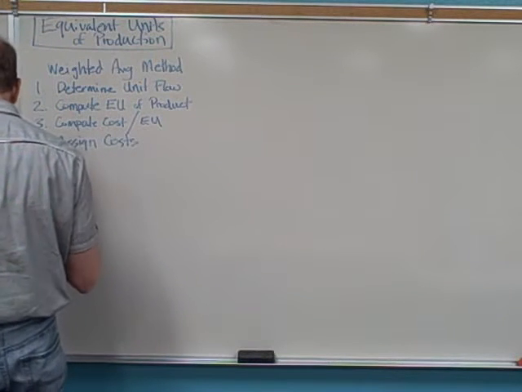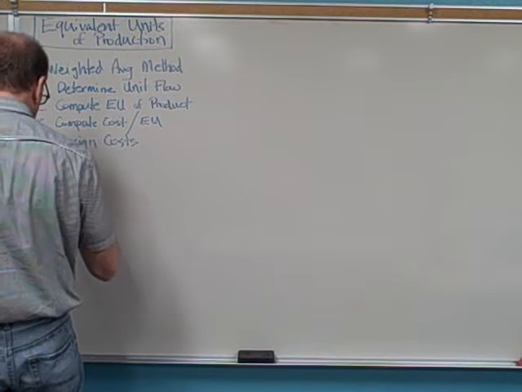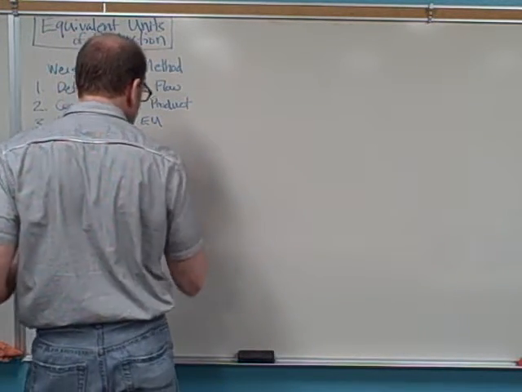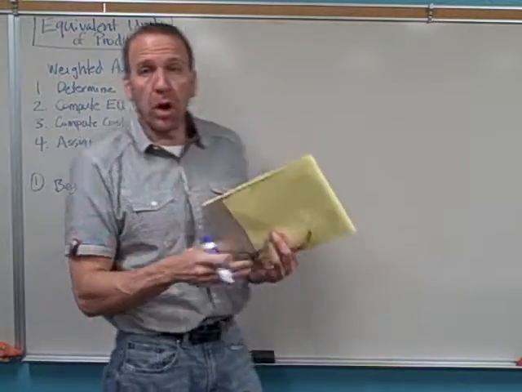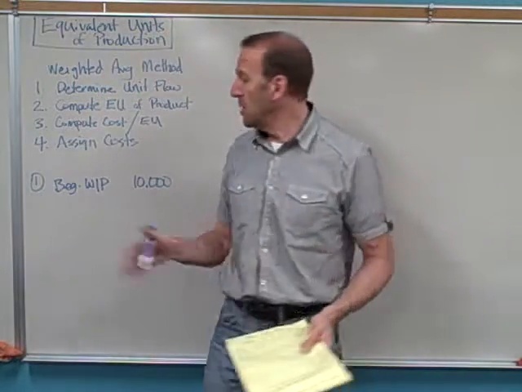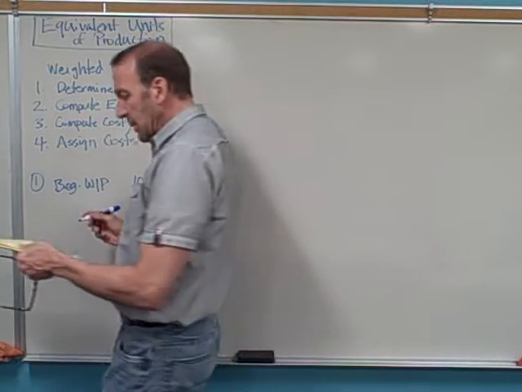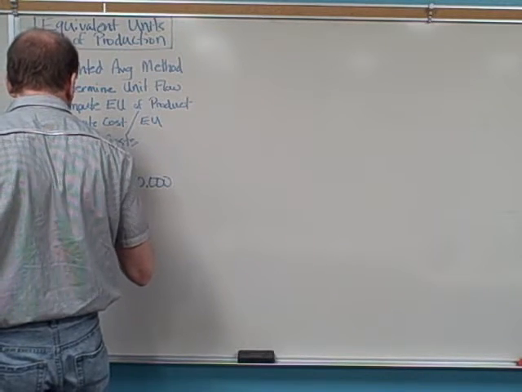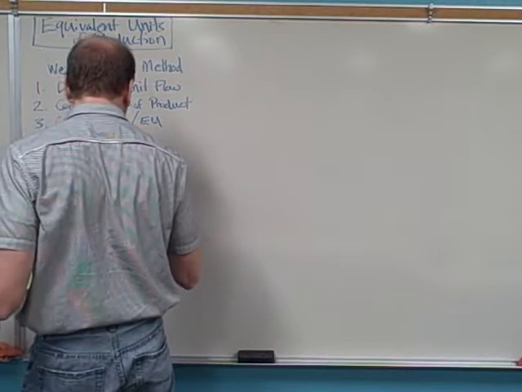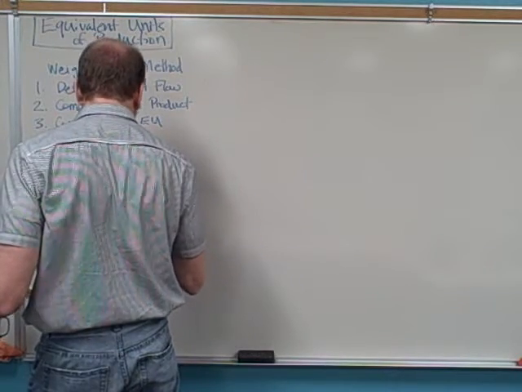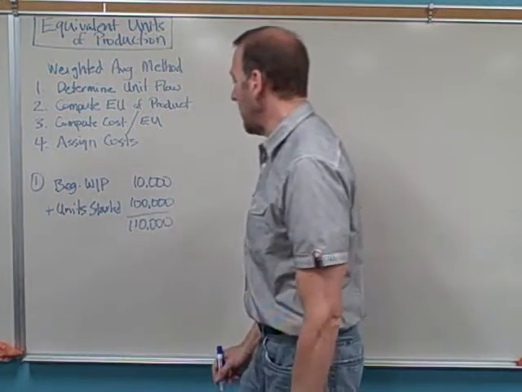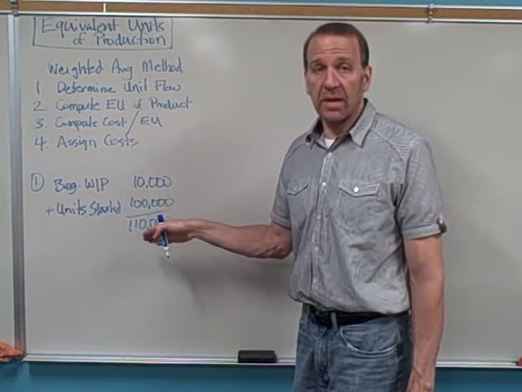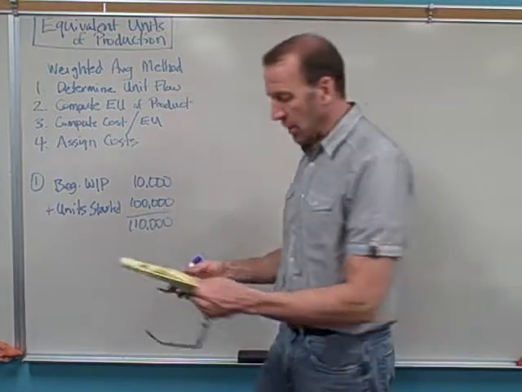So step 1, let's say that our beginning work in process is 10,000 units. Now these are just partially complete at the beginning of the period, because if they were all complete, they would move on to the next process. So these are partially complete. During the period, we started additional units, and let's just assume that's 100,000. So over this time period, there are 110,000. What we want to know is what's happening now. At the end of the period, what do we have left and what's been transferred?